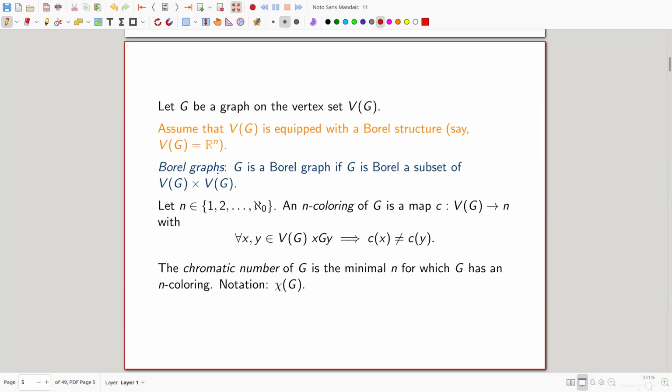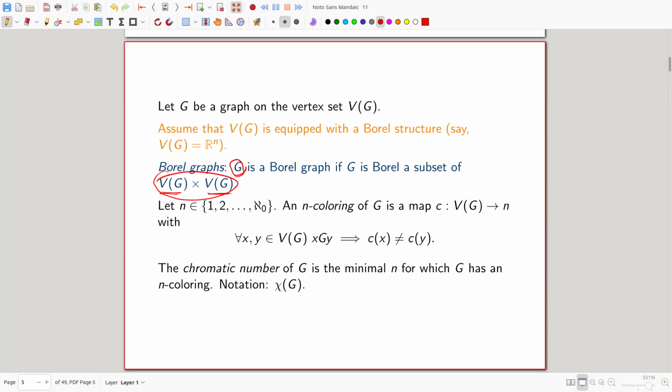It's not clear what I mean by the graph being Borel. The graph can be identified with its edge set, which is a subset of the product space, the vertices times the vertices. Since we have a Borel structure on each factor, we have a Borel structure on the product, and then we can say that the edge set of the graph is a Borel subset. Those are Borel graphs.